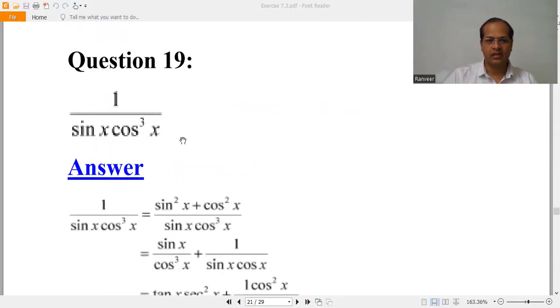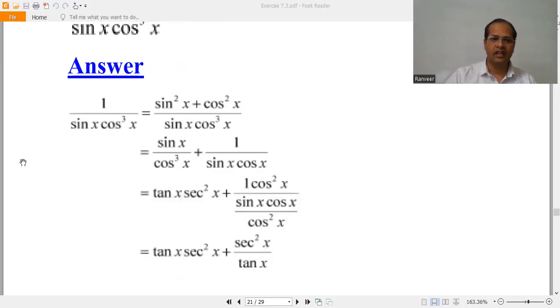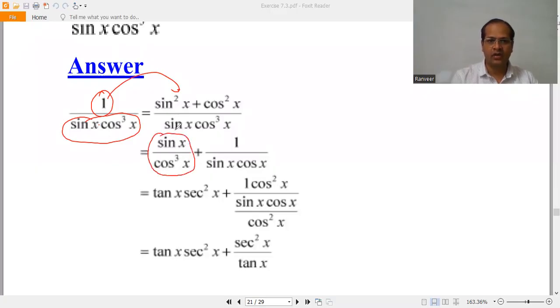1 by sin x cos square x. Now in the numerator nothing is there, so in the denominator this is the product format. So for this type of question we have to develop the thinking. When 1 is there, we can write sin square x plus cos square x, and whatever the earlier step that we followed, the same step we have to write, and this is nothing but tan x sec square x, and this is the format of the direct formula when we take t as tan x, and this cos square x we have to divide in the numerator and denominator. Once we divide this term by numerator and denominator, that is cos square x, this is nothing but sec square x by tan x.